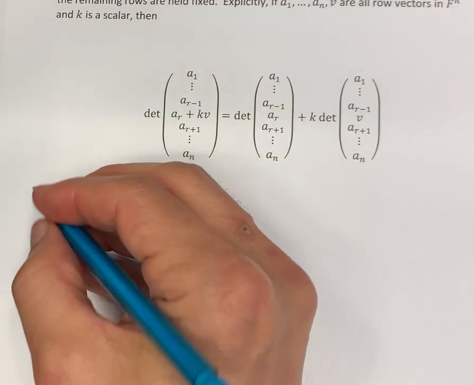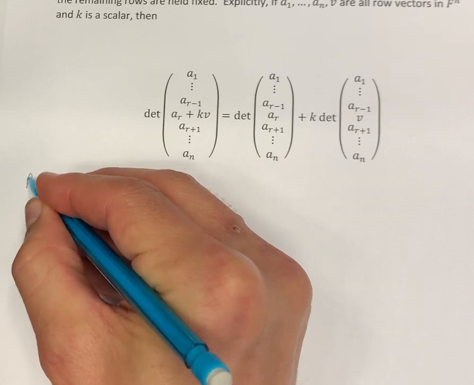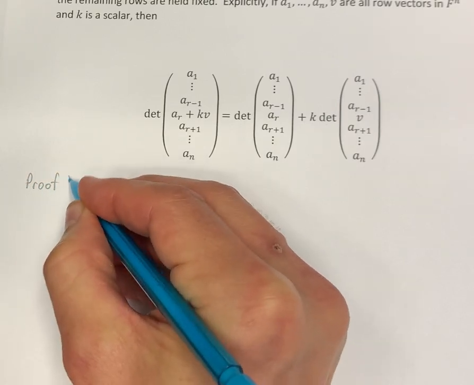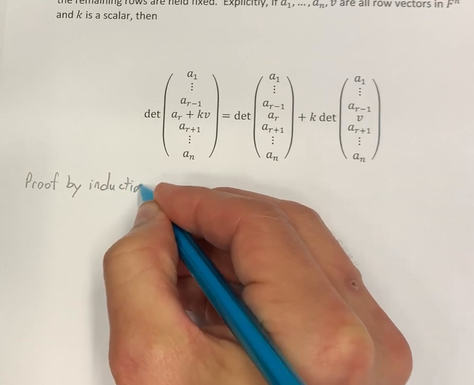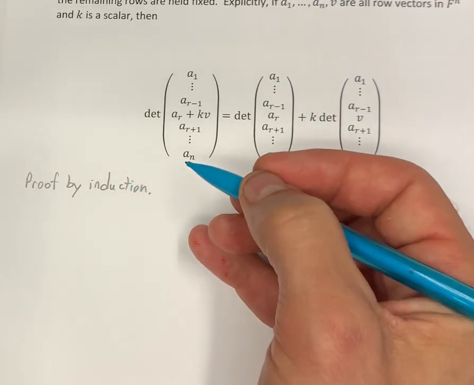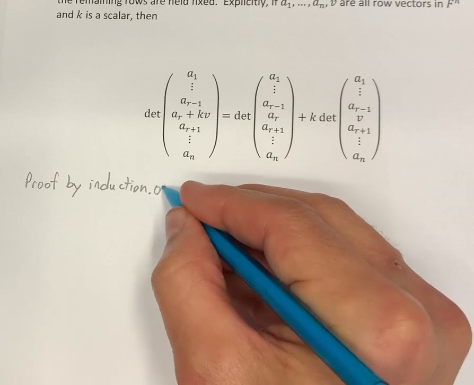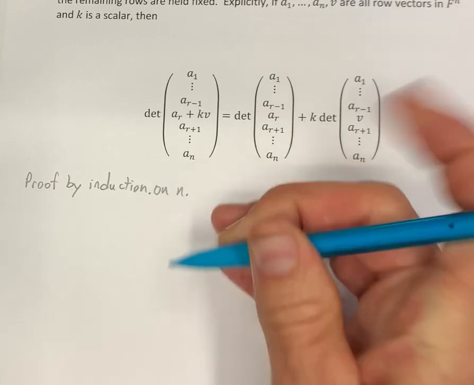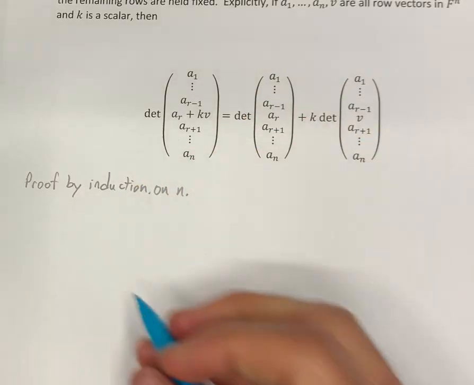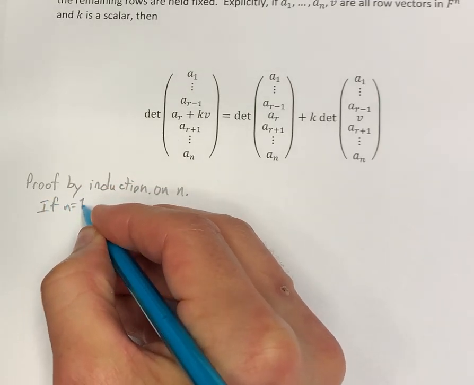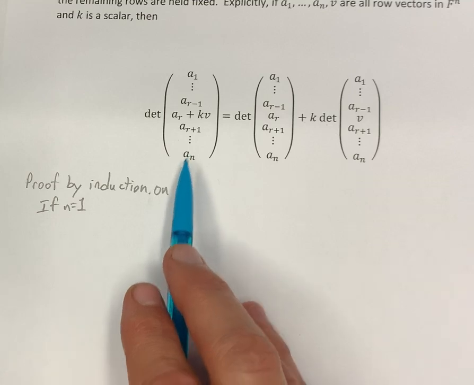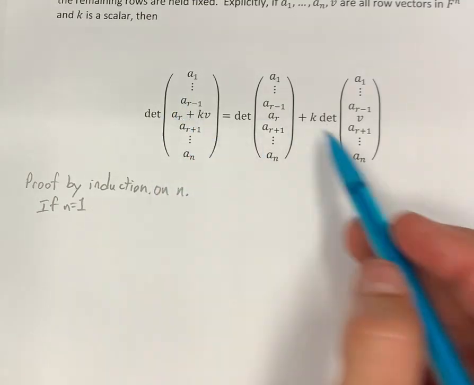So we're going to do a proof by induction, which is fairly typical with determinants, since determinants are defined by induction. And maybe I should say proof by induction on n, right? So if n equals 1, think about it. Let's see what would happen if you only had one row.